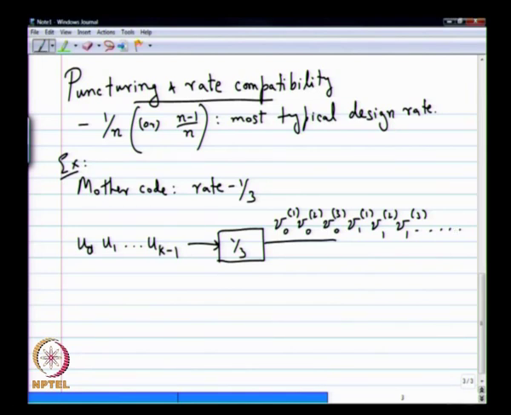Suppose I want a rate half, what can I do? You can do puncturing clearly. You simply drop, let's say, the third parity bit. So you puncture here to get rate half. That's basically how it's done in practice. You would have a rate 1/3 code, and you would drop one per 3. So the question is which bit to drop. Which bit to drop is the important question.